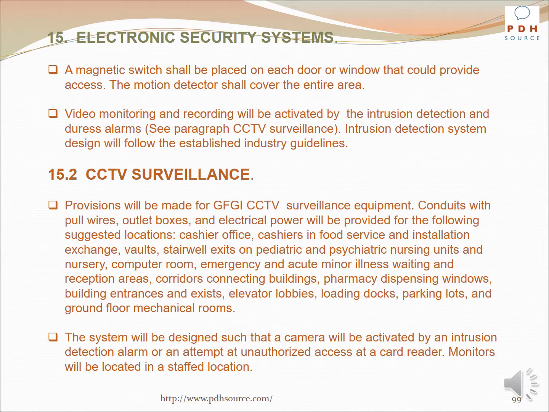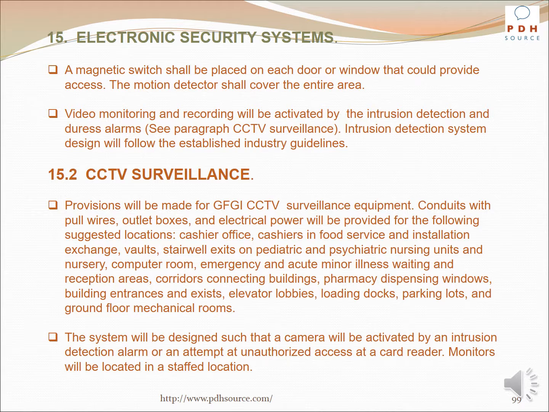A magnetic switch shall be placed on each door or window that could provide access. The motion detector shall cover the entire area. Video monitoring and recording will be activated by the intrusion detection and duress alarms. Intrusion detection system design will follow the established industry guidelines. With regard to CCTV surveillance, provision will be made for GFGI CCTV surveillance equipment.